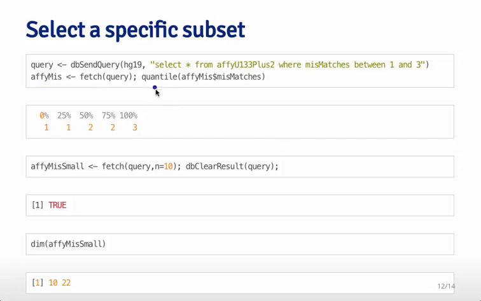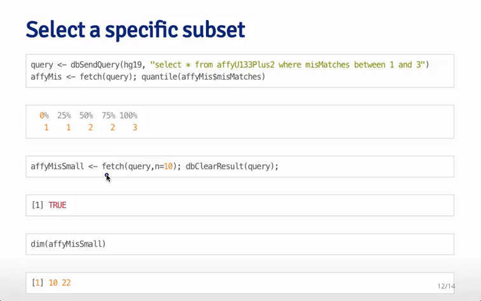So if we look, say, at the quantiles of the mismatches, remember we selected the mismatches between 1 and 3, and you can see that the quantiles reflect that we only have data for which the mismatches are between 1 and 3. The other thing you can do is just fetch. Remember, when you use the send query command, it sent it to the database, but it didn't try to suck the data back to your personal computer yet.